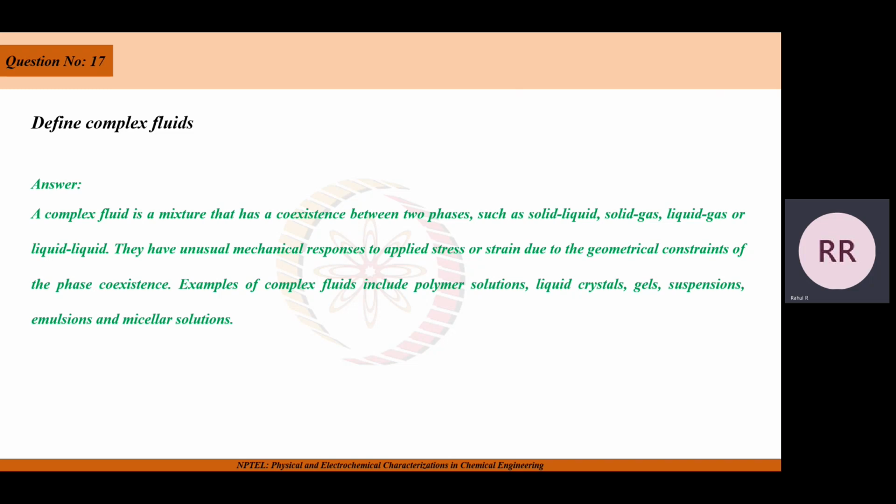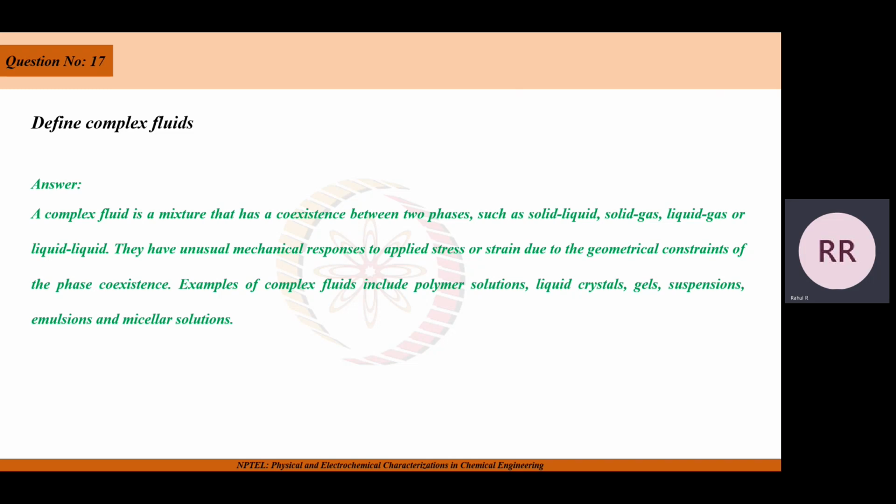So basically, a complex fluid is a coexistence between two phases, and these complex fluids have an altogether different mechanical response to the applied stress or strain than that generally observed in conventional fluids. The unusual behavior in complex fluids can be due to the different geometrical constraints that occur due to this phase coexistence. Some general examples are liquid crystals, gels, suspensions, and emulsions, such as an oil-water emulsion. These are all examples of complex fluids, and cellular solutions are also an example.